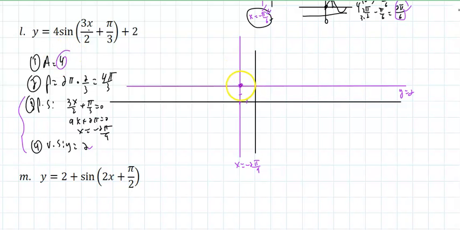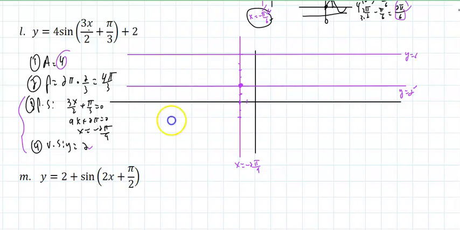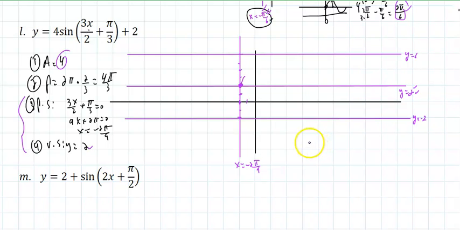I'm going to move 4 units up. 1, 2, 3, 4. I labeled that clearly. I started at 2. I went up 4. That's 6. And I go down 1, 2, 3, 4. I started at 2. I moved down 4. That's y equal negative 2. And the same issue again. The graph starts right there, but I'm not sure how it's going to behave. I could figure out where that point is before I start.